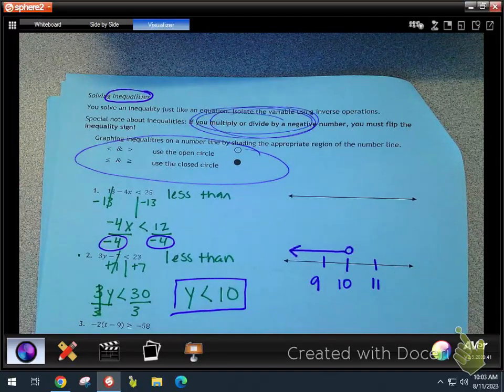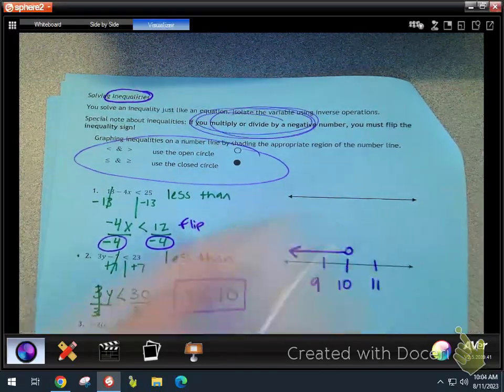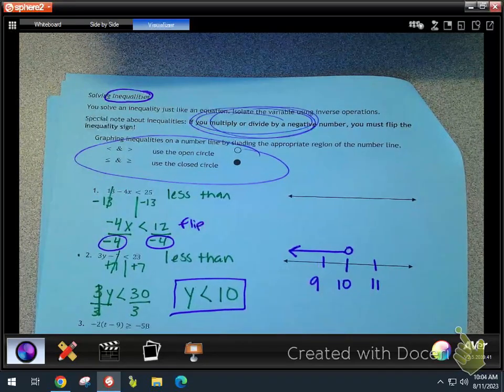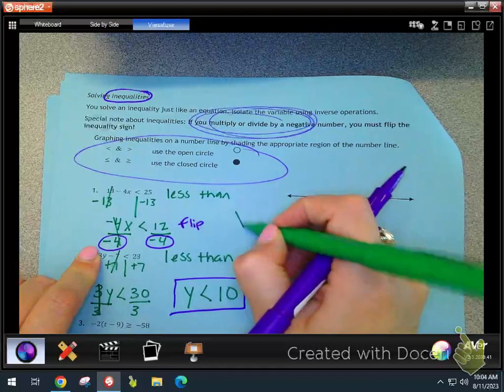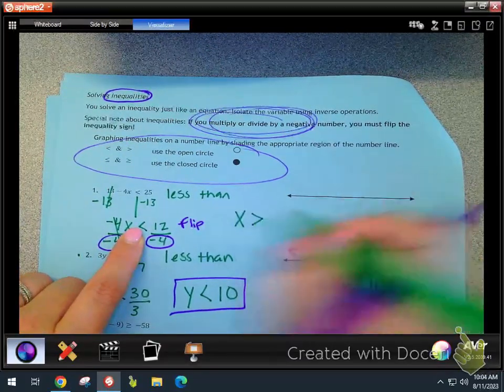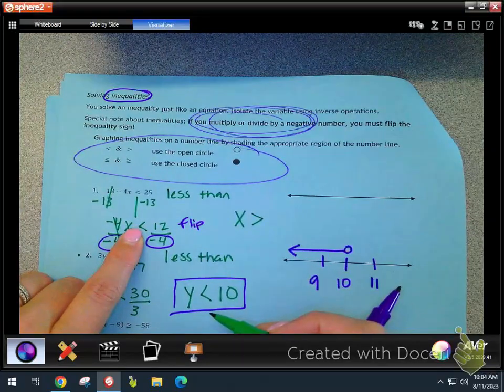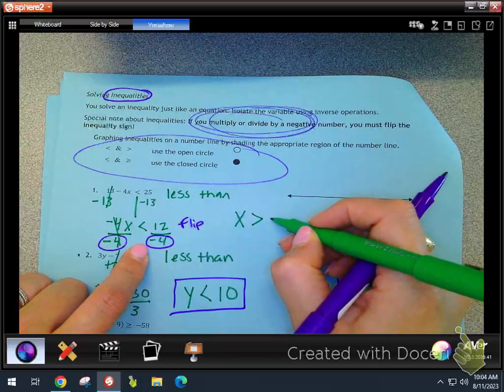This is the one special thing that inequalities have, and it only has to do with negatives. Remember when I was saying 3 is positive, so we don't change anything? This 4 is negative, so we have to flip our inequality sign. Why? Because we divided by a negative. So our solution looks like this: x, I flip my less than to a greater than because of the flip. And then 12 divided by negative 4 is negative 3.